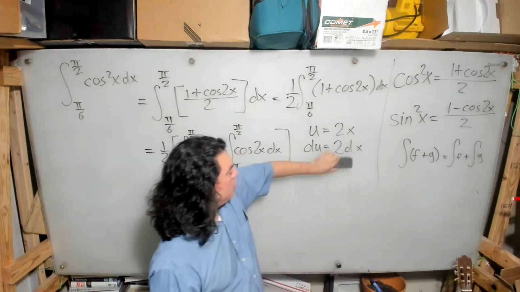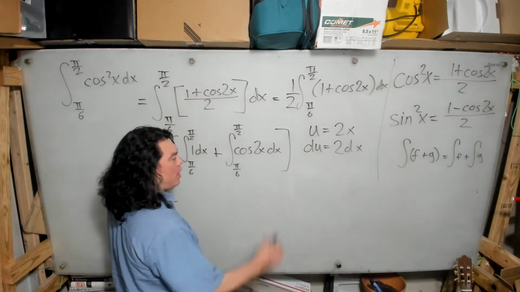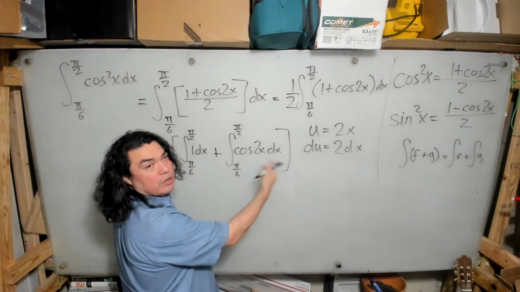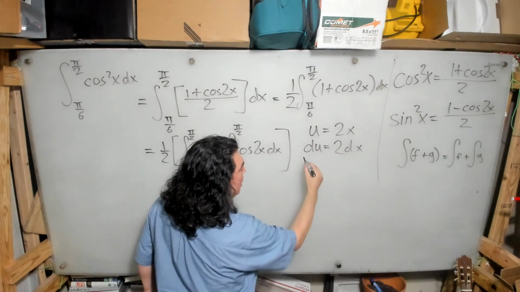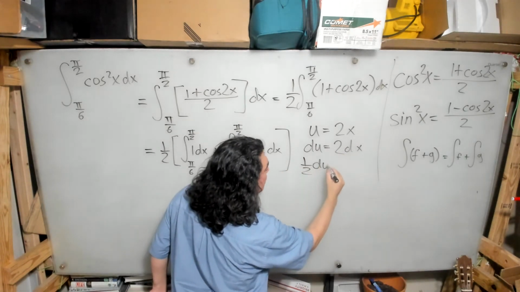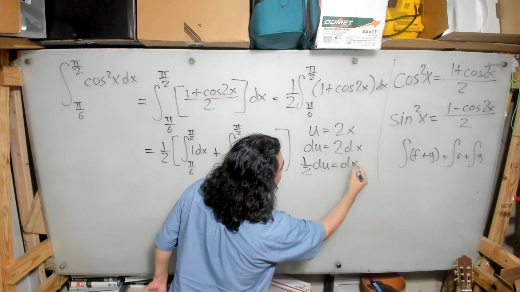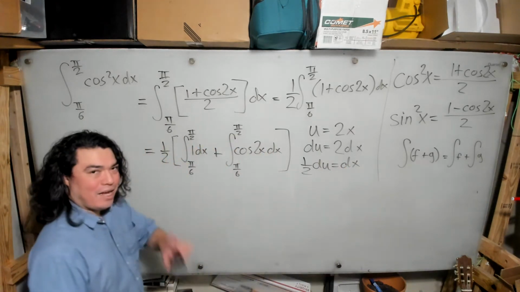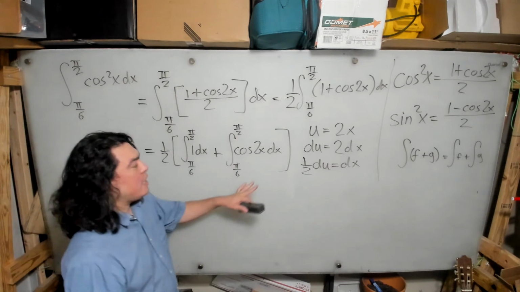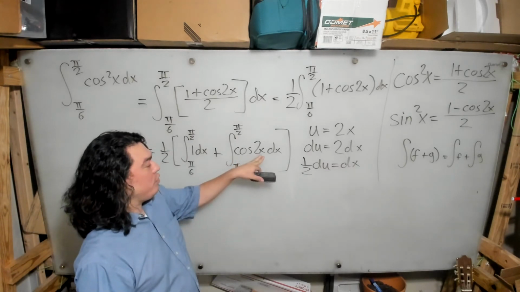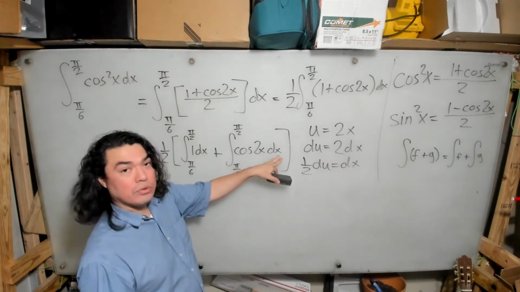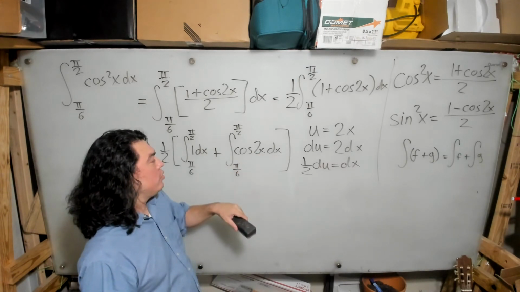Okay. So now, I don't have a 2 dx here, right? I just have a dx. So if I multiply both of these by 1/2, I get 1/2 du is equal to dx, like this. Aha, now we're in business, you see. I can now replace, so far, where I am is I can say cosine of u times 1/2 du, right?